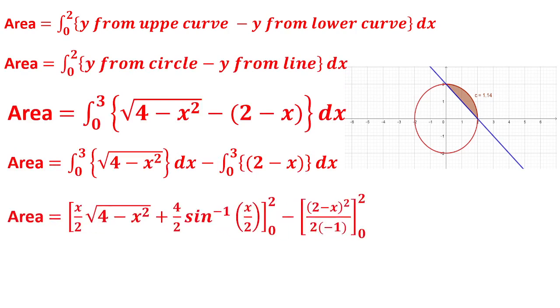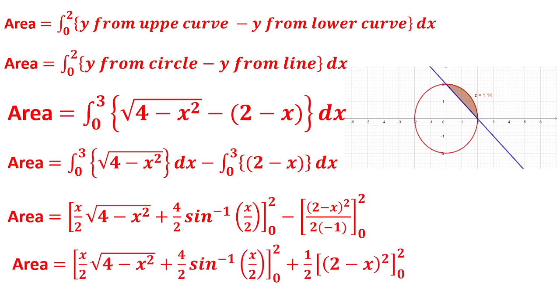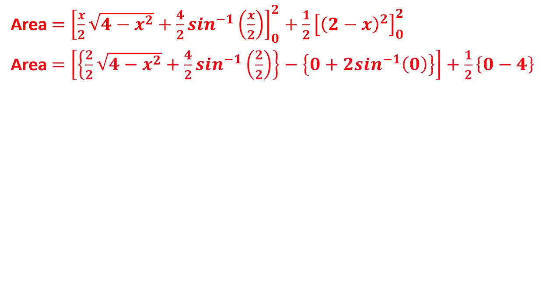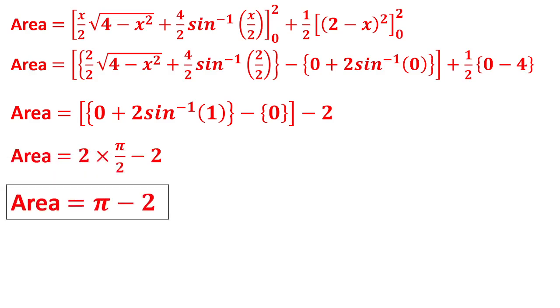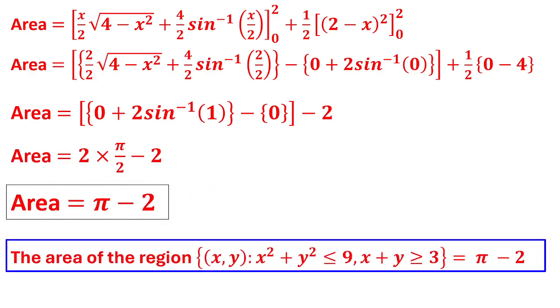I am using the formula for root a square minus x square. Well, I am just substituting upper limit minus lower limit. Here one advantage, some of them will be 0. Therefore, directly you can put 0. Therefore, the final answer is pi minus 2. Therefore, the area is pi minus 2.